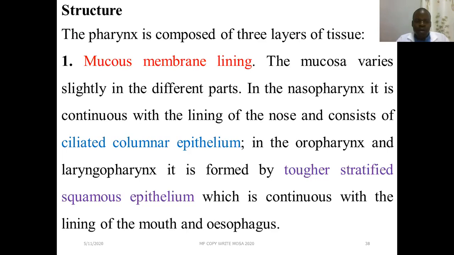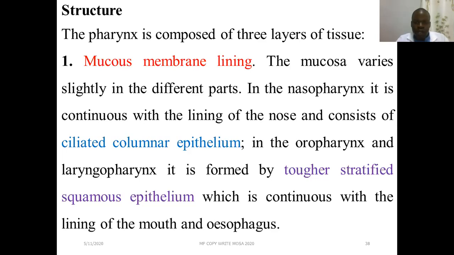The ciliated columnar epithelium helps in getting rid of dust particles that might have entered the nose. So the ciliated columnar epithelium traps this dust and pushes it over the esophagus where it is swallowed or coughed out, so that the dust doesn't cause any harm to the body.